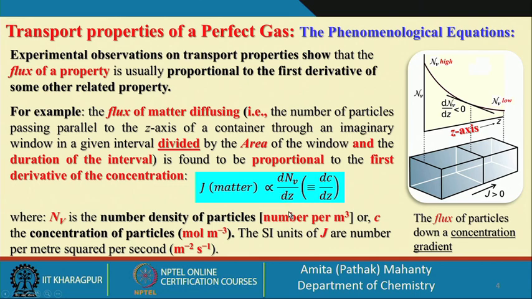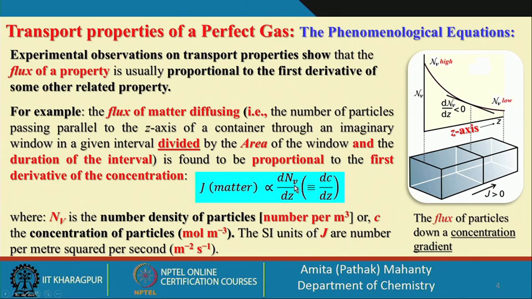Okay, so the number density, from this we can see that we will not get the exact value of flux. Flux we have defined already. It is the number of particles passing through an imaginary window of area A in some given time, divided by the area of the window divided by the time. So if you look at the definition, then you have the number of molecules which are passing through the window per unit area, this is the area in meter square, per unit time, per second. So this is the definition of flux.